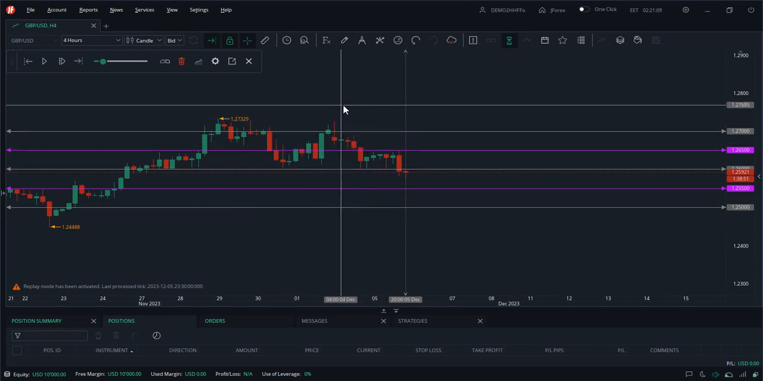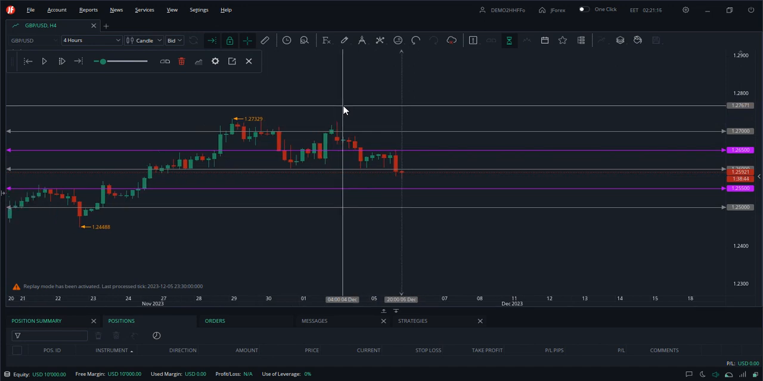You can add more by yourself on your chart. You can add more psychology levels.